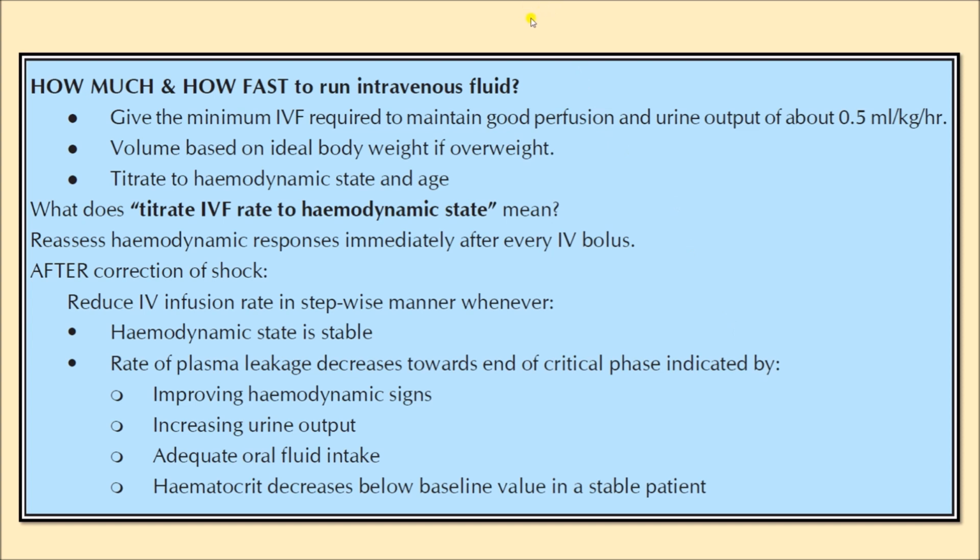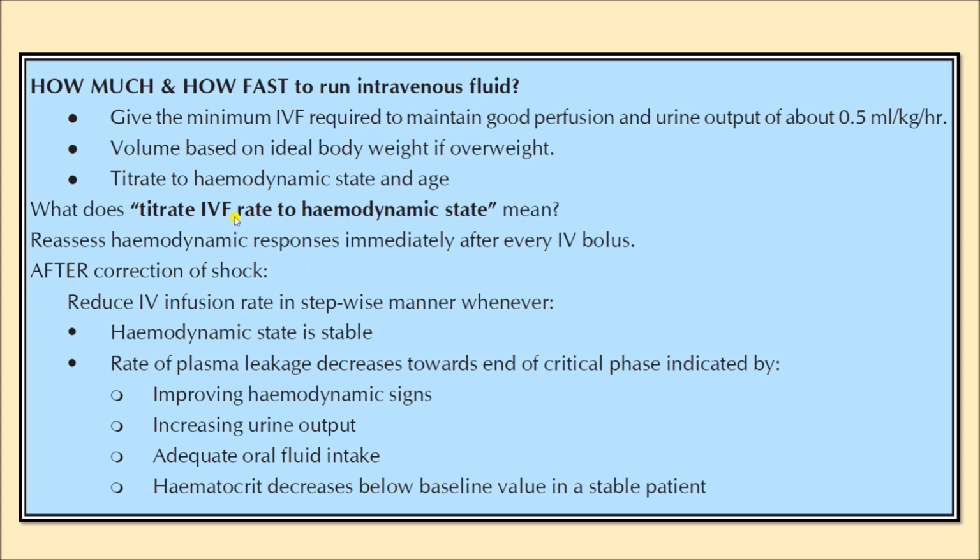How much and how fast should the intravenous fluid be given? The minimum intravenous fluid required to maintain good perfusion and urine output is about 0.5 ml per kg per hour. So this is the minimum rate at which the fluid should be given. The volume of fluid to be given is based on the ideal body weight if the person is overweight, and we have to titrate the dose based on the hemodynamic status of the person, and also on the age of the patient.